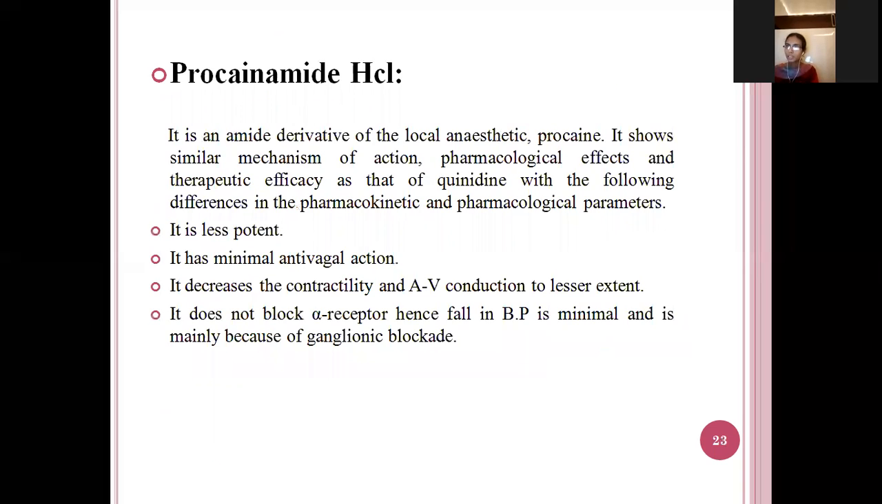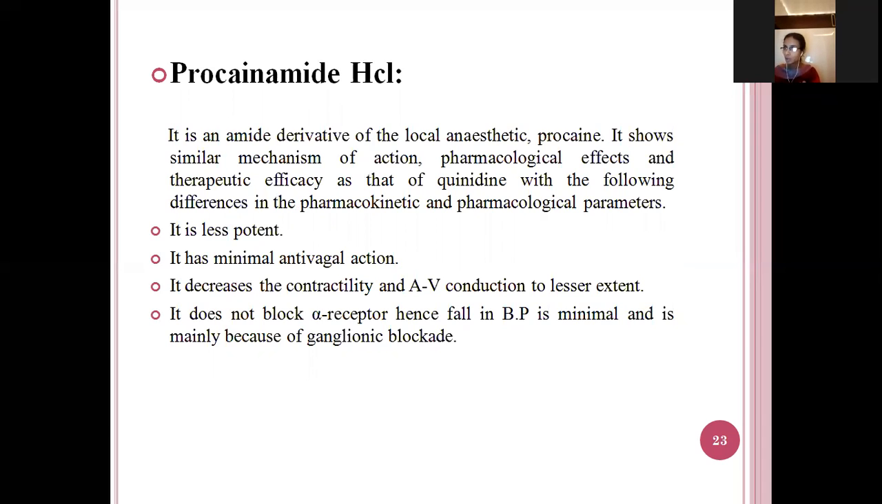Next, procainamide hydrochloride. It is an amide derivative of the local anesthetic procaine. It shows a similar mechanism of action. As procaine is a local anesthetic, procainamide has a similar mechanism of action, pharmacological effects and uses as that of quinidine, with some differences in the pharmacokinetic and pharmacological parameters.